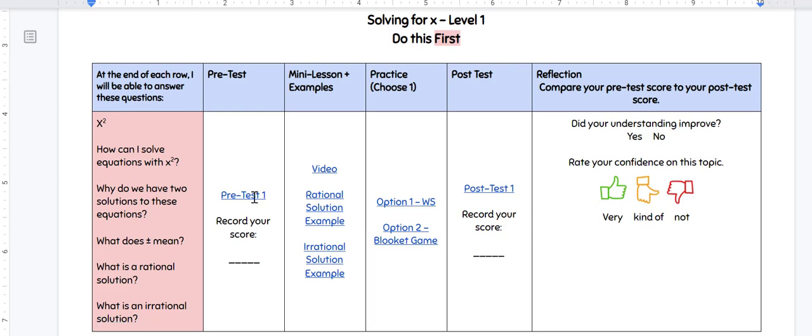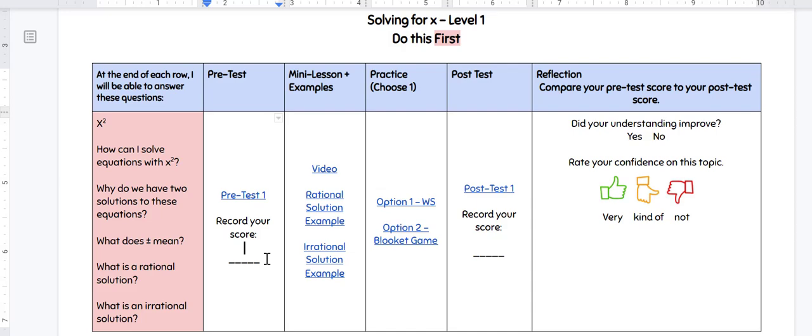So you're going to click on the pretest. You're going to answer the questions to the best of your ability. You're not necessarily expected to know anything, but again, you might know a few things. If you get more than a 90% on this pretest, so after you hit submit, please make sure you look at your score on the pretest.